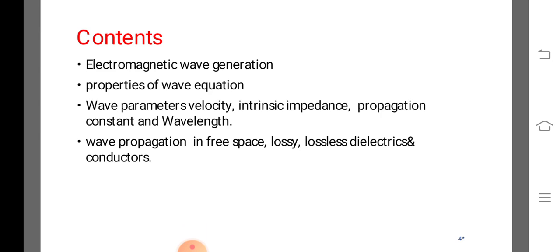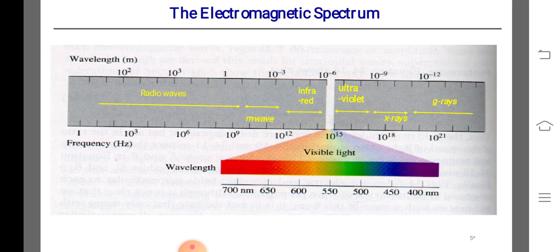Then the electromagnetic wave equation. The application of Maxwell's equations is the prediction of the existence of EM waves. The EM wave equation can be obtained from Maxwell's equations. So, the wave equation for electric field E.